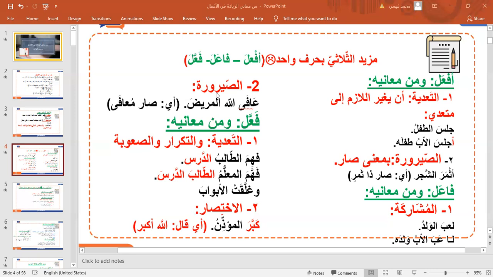Second meaning is ikhtasar. The meaning here is that the verb is an abridged form of the sentence. So rather than saying the whole sentence, for example, the mu'adhin says Allahu Akbar, we would say kabbar al-mu'adhin, meaning he has said Allahu Akbar, so we shorten it, it abridges the sentence.